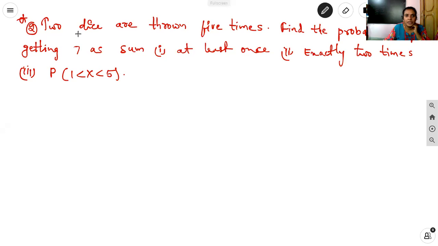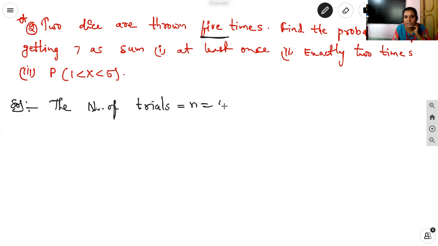Next problem, two dice are thrown 5 times. 5 times means immediately we can write it as the number of trials, denoted by small n, is equal to 5. That is the first sentence's meaning. Next, to find the probability of getting 7 as sum.